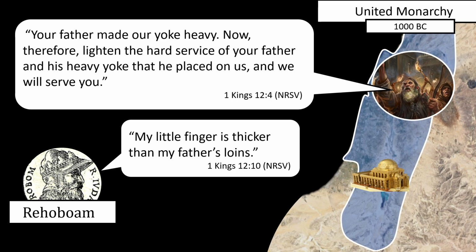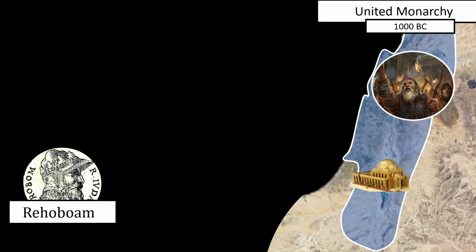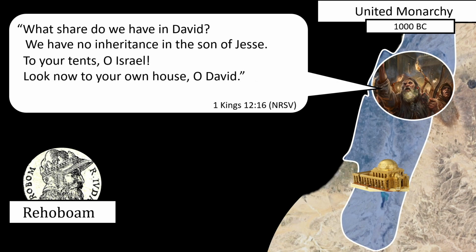In response to this, the north of Israel decides to no longer be ruled over by Rehoboam and thus rejects the Davidic king. They say, quote, "What share do we have in David? We have no inheritance in the son of Jesse. To your tents, O Israel, look now to your own house, O David," end quote.